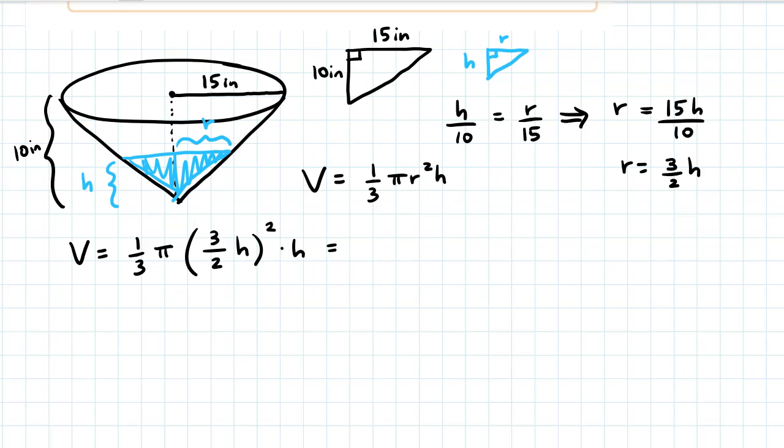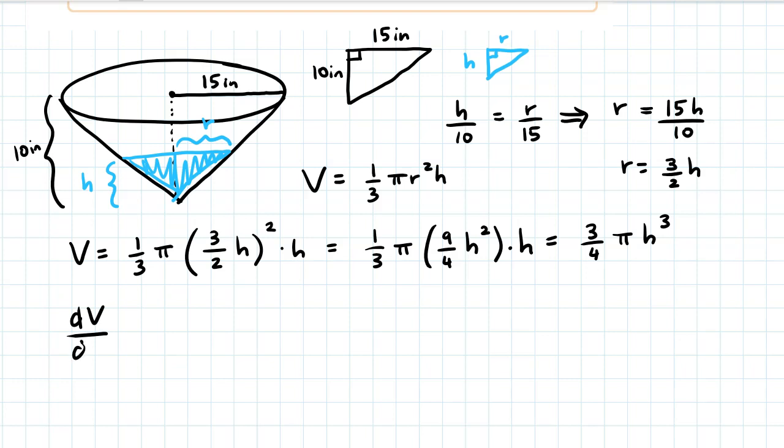And let's just go ahead and get that simplified. So if I square 3/2, that's going to give me 9/4. And then if I square h, that'll give me h squared. And I still need to multiply by h on the outside. Now 1/3 times 9/4 should give me 3/4. I have my pi, and then h squared times h is h cubed.